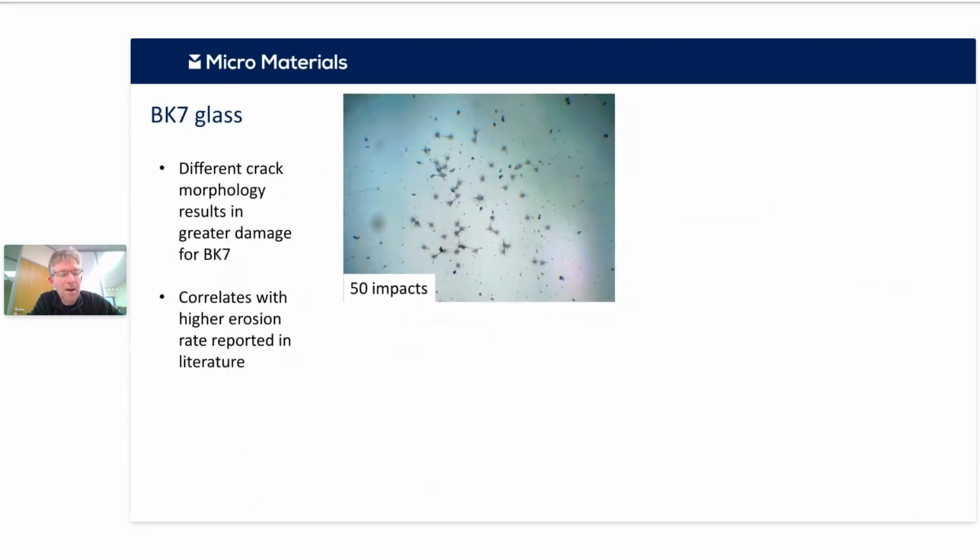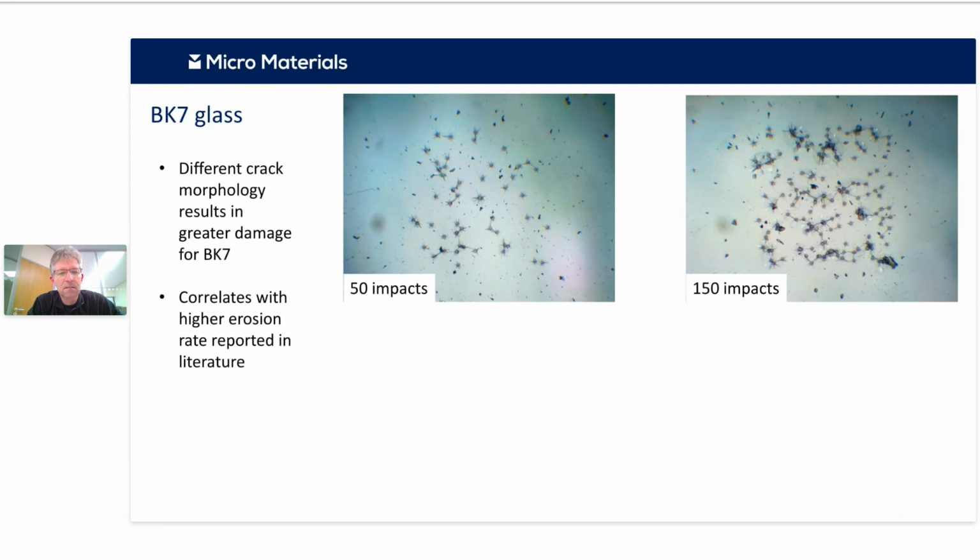If we contrast what happens now with the borosilicate BK7, so this has a different set of mechanical properties, a different crack morphology. It's actually tougher than fused silica. But if we look to see what happens in our impact test, we can see we're getting this crack morphology joining up between the different impacts, and this is promoting a transition to more extreme damage earlier.